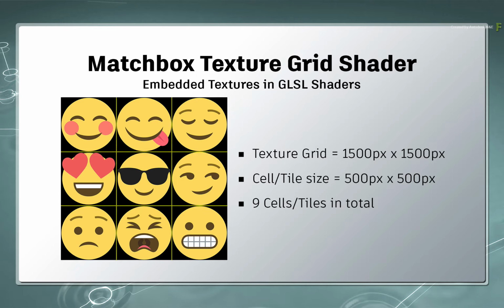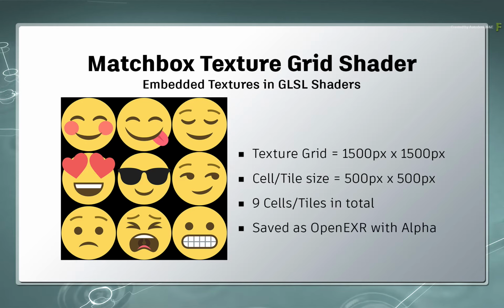Each emoji has been placed within a 500 by 500 pixel cell of the grid. You can use Flame or any graphics program you want to make your image grid. But my suggestion is to save it as an EXR with an alpha channel. So let's go ahead and customize the Matchbox Texture Grid shader. It's the same process for Linux-based or Mac-based Flame products.